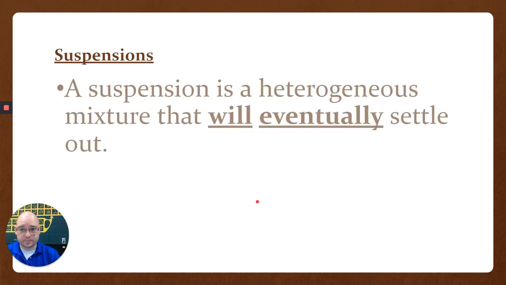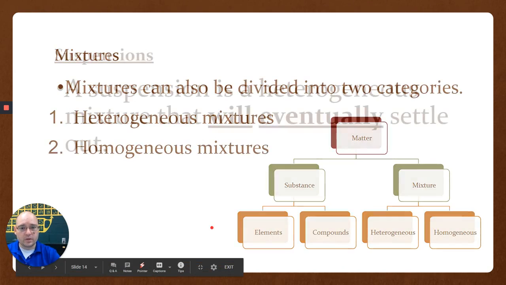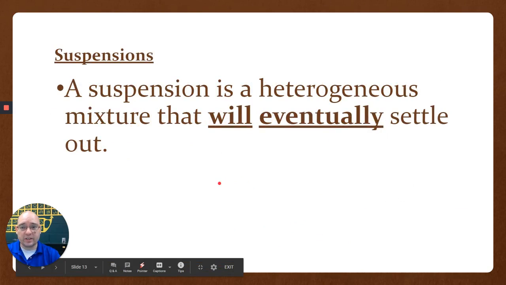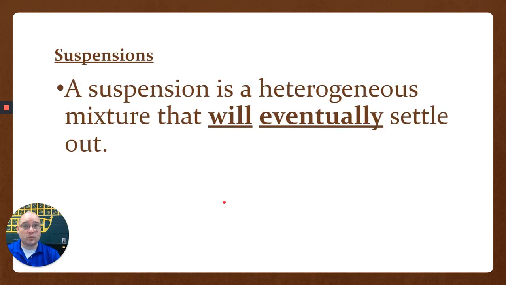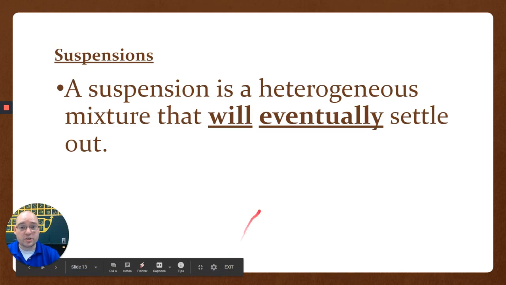A suspension is a heterogeneous mixture that will eventually settle out. Now, eventually could be a few minutes, eventually could be a few hours or days, but it will eventually settle out. So let me go back. A really good example of a suspension is that sand and water that I was talking about earlier. If you mix the sand up, then it's going to be all mixed up, but if you let it sit there, eventually the sand will all settle to the bottom and you'll have clear water at the top and sand at the bottom. Orange juice is another really good example of a suspension.